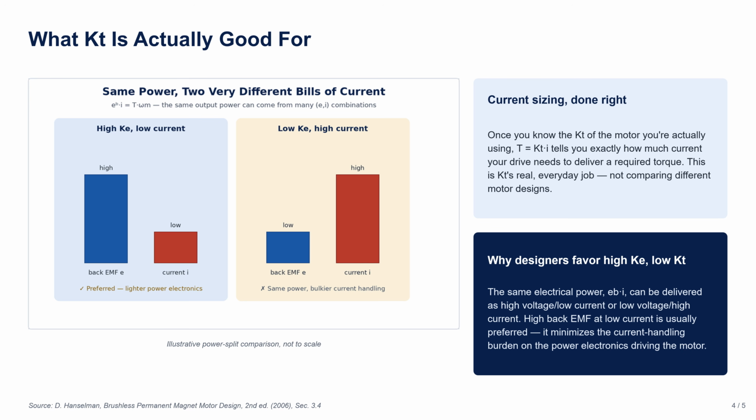There's a second, more subtle insight here too. The same electrical power, back EMF times current, can be delivered as high voltage and low current, or low voltage and high current. Designers generally prefer high back EMF at low current because it minimizes the current handling burden on the power electronics driving the motor. Same power, very different bills of current, and kT is part of that design conversation.